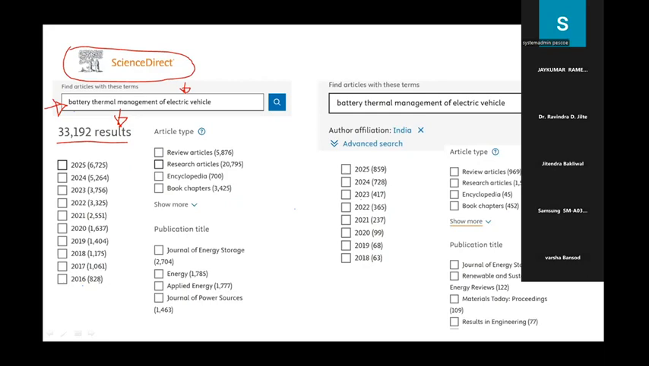For example, when this topic started long back, initially, let us say 2016, globally throughout the world, on sciencedirect.com we find only 820 articles. Over a period of time, the number of articles has increased globally. And if you look at 2025, which has not yet completed, the number of articles has risen from 828 to 6,725.